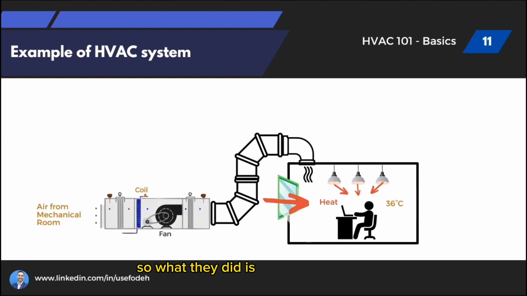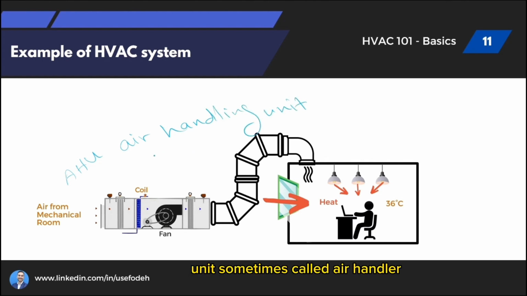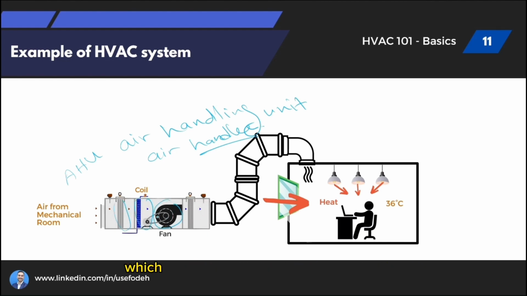So what they did is they procured some AHU, what we call an AHU, air handling unit, sometimes called an air handler. So as the name mentions, it handles the air in a sort of enclosure. There are different components inside: filters, as you can see, a cooling coil, sometimes a heating coil, and a fan which forces the air into the supply duct into the room.